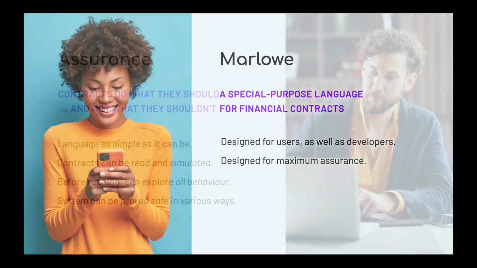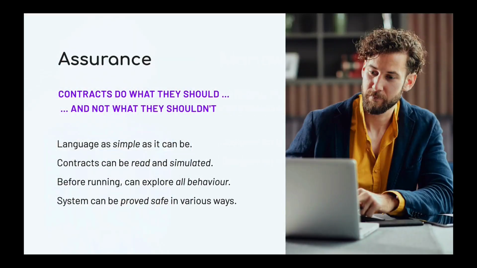Okay, what sort of assurance can we give? I mean, we can give two kinds of assurance, really. We can make sure that contracts do what they're supposed to do, great, but we can also make sure they don't do what they shouldn't. And we'll see both aspects of that as we go along. We've designed the language to be as simple as it can be, and the implementation reflects that. I'll talk a bit about that in some more detail later on. Contracts are nice and readable, and also we can easily simulate them. And so we can present to users a very clear picture about how their contracts in Marlowe will behave.